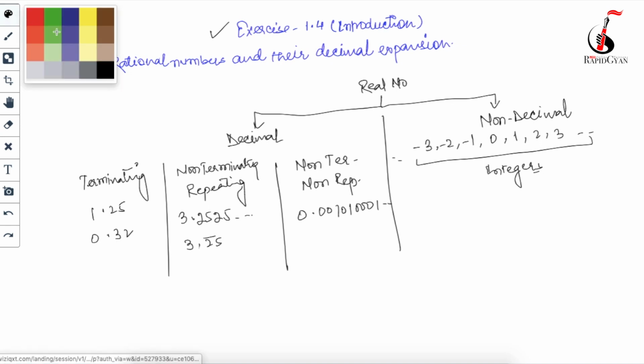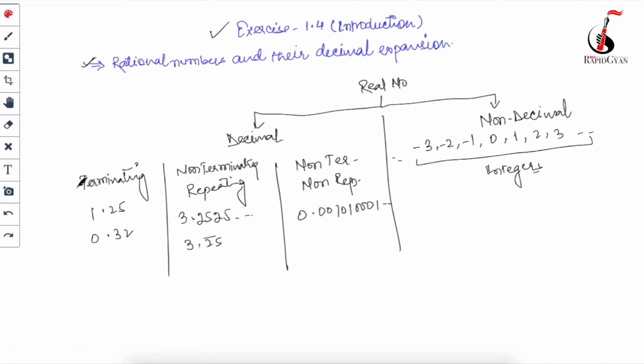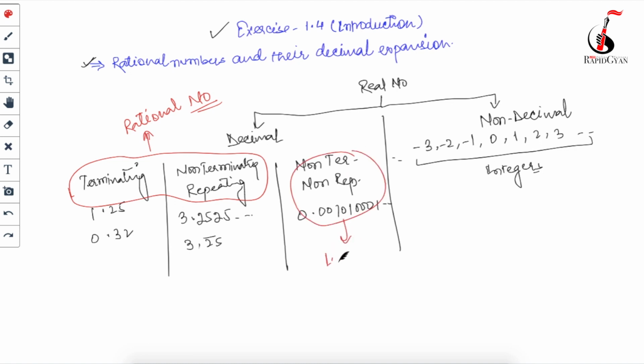We know that the numbers which are terminating, and non-terminating repeating, are called rational numbers. And this non-terminating and non-repeating is called an irrational number. We also know that rational numbers can be written in the form of P upon Q, where Q is not equal to 0.